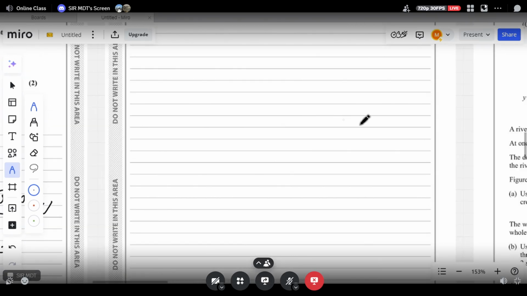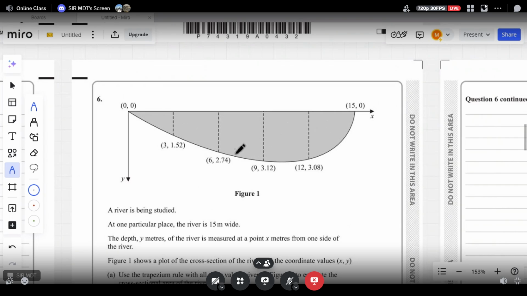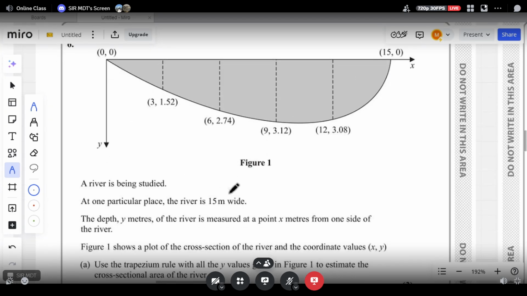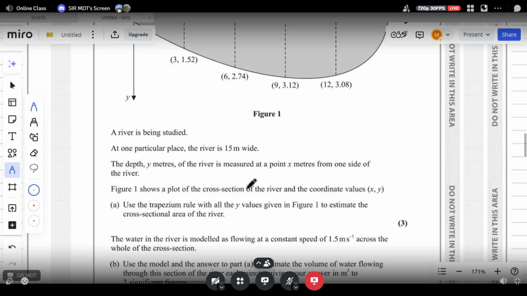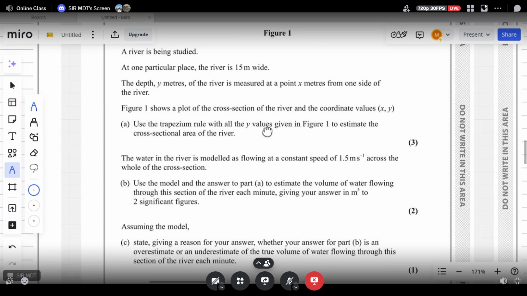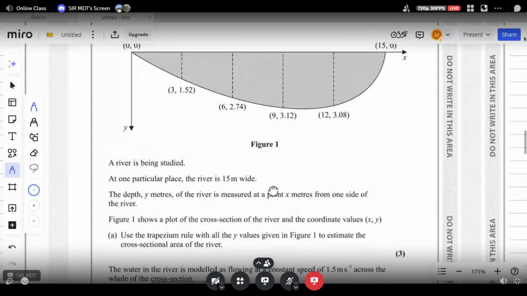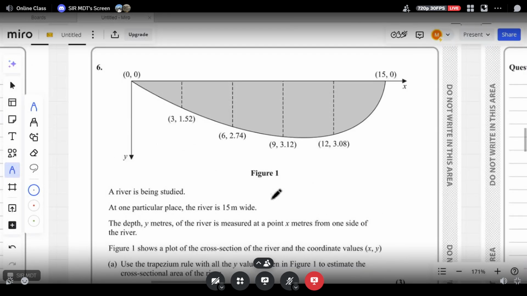Okay, question number 6. So question number 6 is from integration. Integration using the trapezium rule. Okay. So you can see a figure.